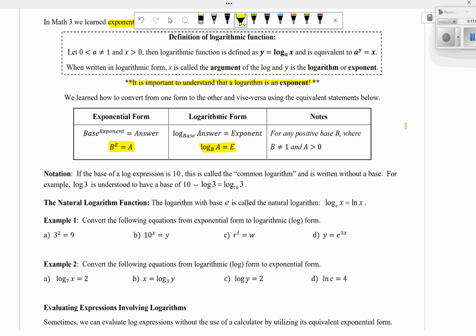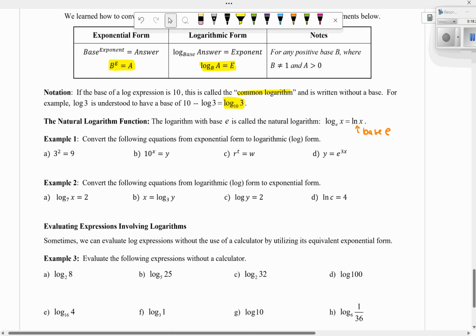So notation, if the base of the log expression is 10, remember this is called a common logarithm and it's written without the base. For example, log of 3 is understood to have a base of 10. So log of 3 is the same thing as log base 10 of 3. We also talked about natural logarithms last year. So the logarithm with base e is called a natural logarithm. So log base e of x equals the natural log of x is another way to write it. We just don't write the base. So here the base is e. It's kind of like when we don't write base 10.